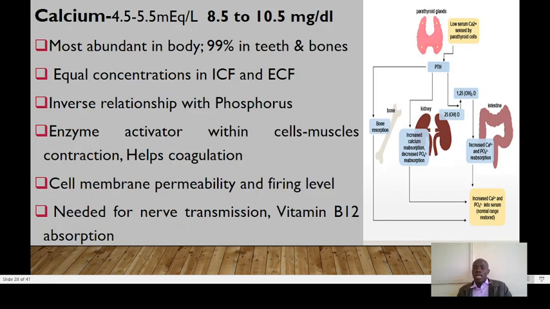All right. Next, we have the calcium. The normal range is between 8.5 to 10.5 milligrams per deciliter, and it is the most abundant mineral in the body. 99% of calcium is found in teeth and bones. We have equal concentrations in the ICF and the ECF, and calcium has an inverse relationship with phosphorus. It is an enzyme activator within cells, helps in muscle contraction and regulation of cell membrane permeability and firing, and is also needed for nerve transmission and vitamin B12 absorption. So you can see calcium is equally important in our body.